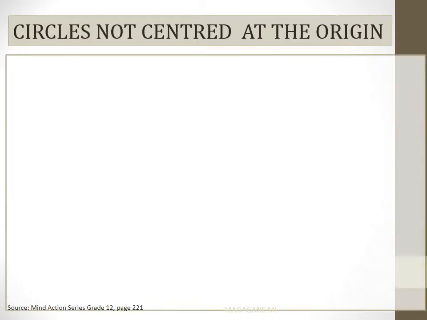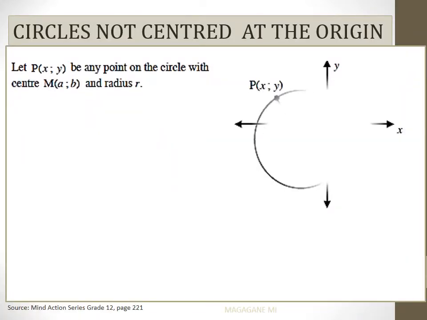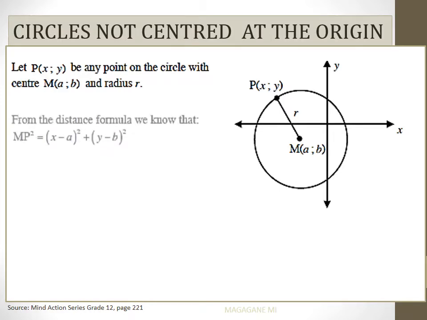Now let's look at the equation of a circle not centered at the origin. Looking at the diagram, we can see that the circle has center M with coordinates A, B, which is not at the origin. And we have P at the circumference with coordinates X, Y. And we have R as our radius.